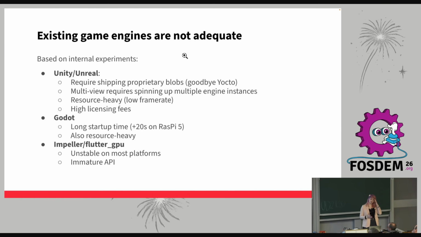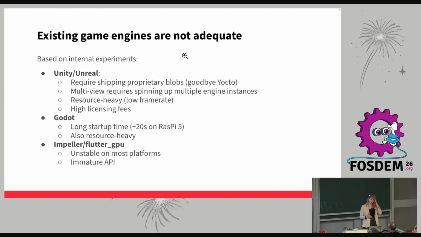So why did they not use the existing game engines? Well, they broke it down by Unity and Unreal. They require shipping proprietary blobs. Multi-view requires spinning up multiple engine instances. They are resource heavy, resulting in low frame rates, and they have high licensing costs.